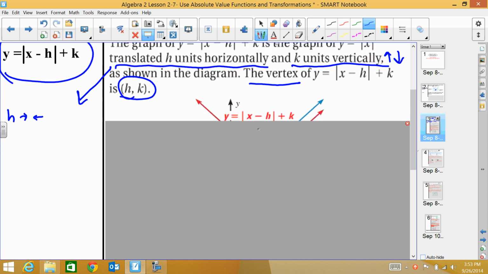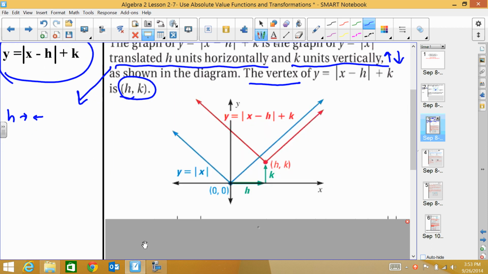So we'll do some more practice with that. Here's just a visual for those of you that like pictures. Here's our graph of y equals the absolute value of x. And then if I have y equals the absolute value of x minus h plus k, it would shift h units to the right and k units up.